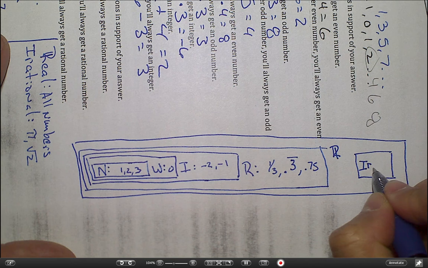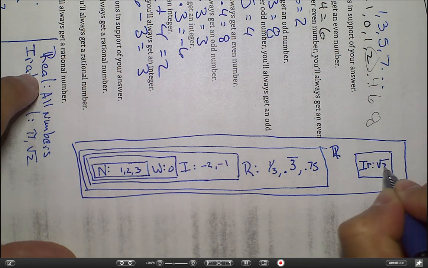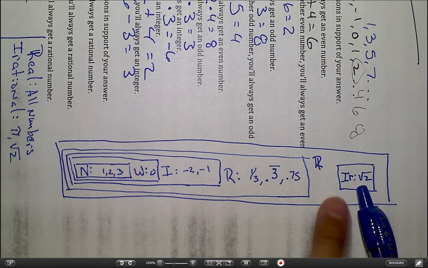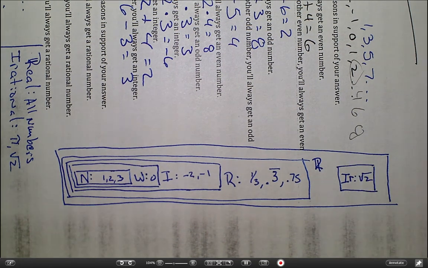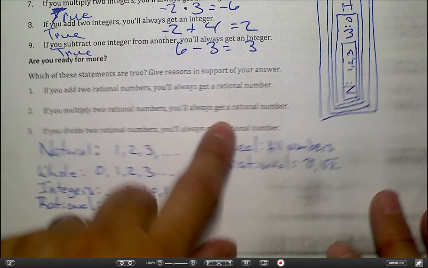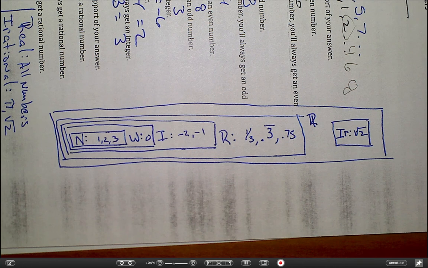So irrational would be my radical 2. If you notice, irrational is nothing else of these, but it is still a real number, because they keep talking about stuff like that. So we talk about rational numbers over here, we talk about integers. As long as you have this on there, it's going to help you out a lot later.